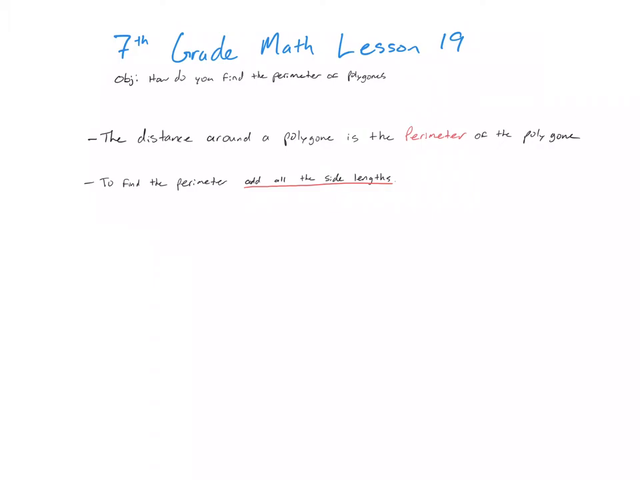Our objective is how do you find the perimeter of polygons? First of all, the perimeter is the distance around a polygon. So the distance around a polygon is the perimeter of the polygon. To find the perimeter, you add all the side lengths.